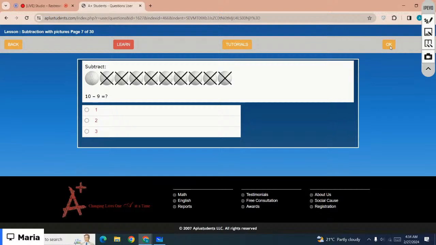10, take away 9, which is the correct option? Yes, 1, it is right. Okay, you can complete the lesson by yourself later today.